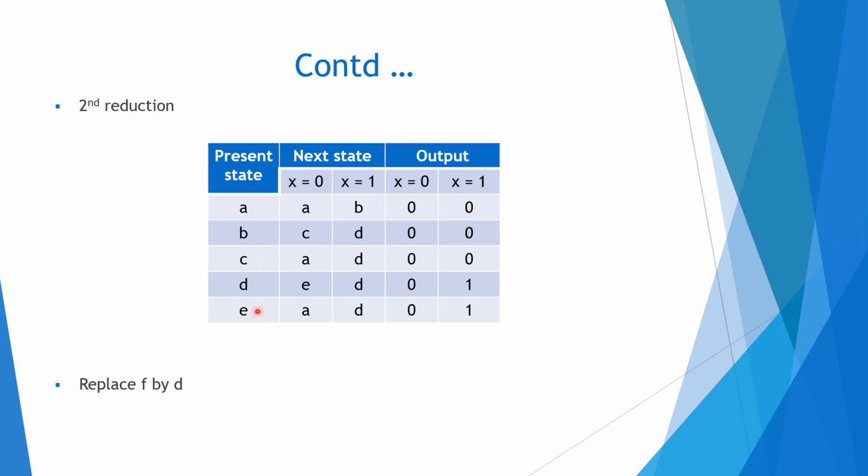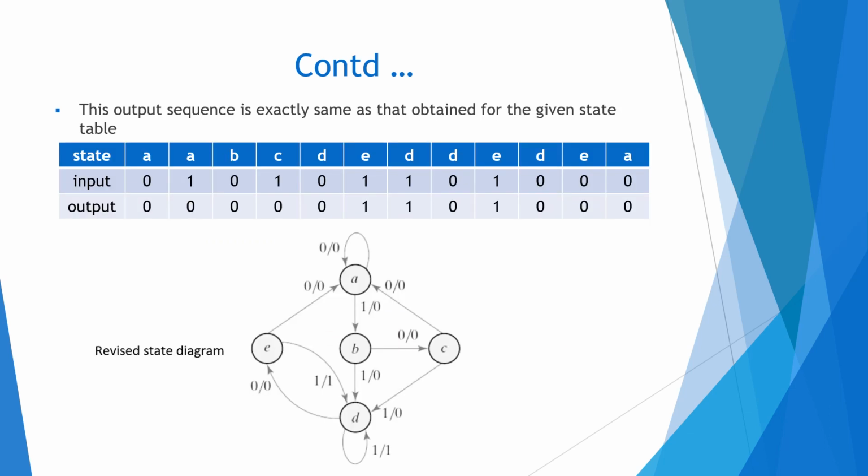So you can see here there are only 5 states. So the circuit complexity is reduced here. This output sequence is exactly the same as obtained for the given state table. So this is the reduced state transitions, and this is the revised state diagram. You can see that instead of 7 states, there are only 5 states. If you design the circuit, we can reduce the complexity of the circuit to a smaller, simpler one.